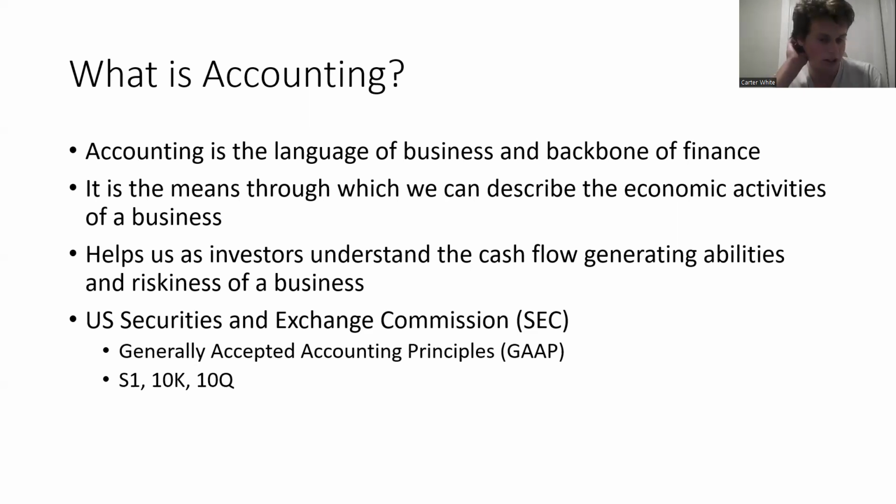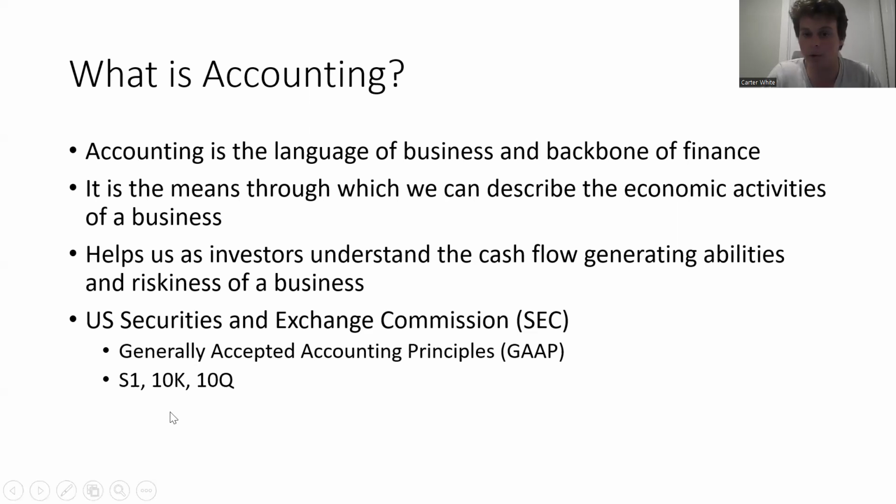And there's S1s, 10Ks, and 10Qs. These are all SEC forms that a business releases where you can see their financial statements and other things about the business. An S1 is what a business has to file when they initially go public. A 10K is an annual report that a business would release once a year. And then a 10Q is a quarterly report which a business would release each quarter. But yeah, accounting is just super important.